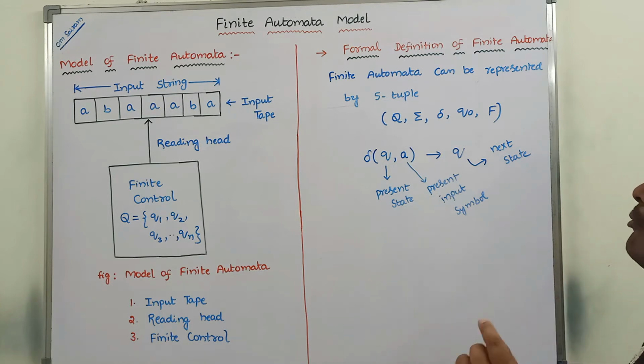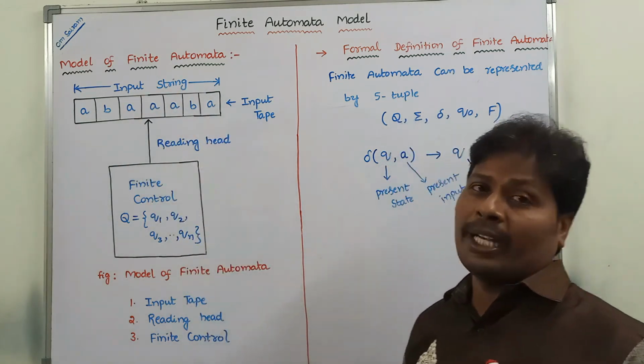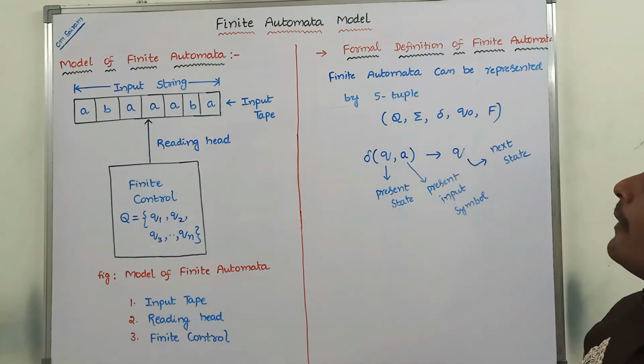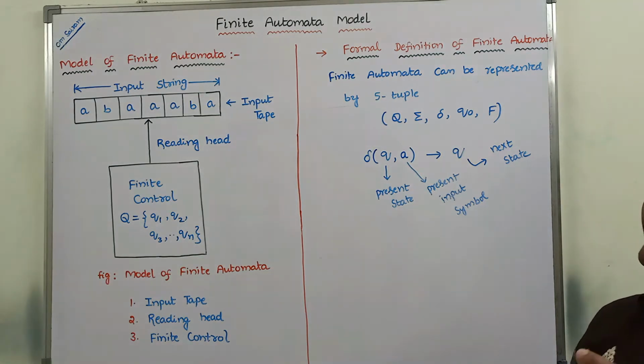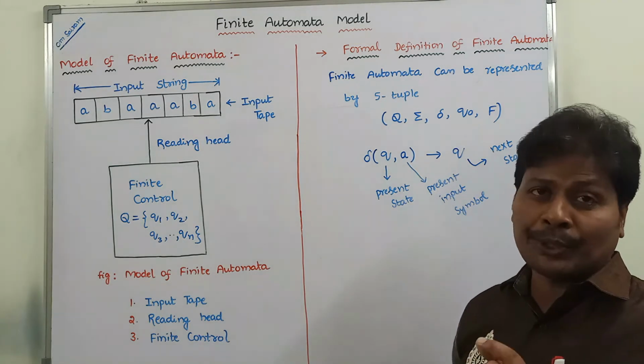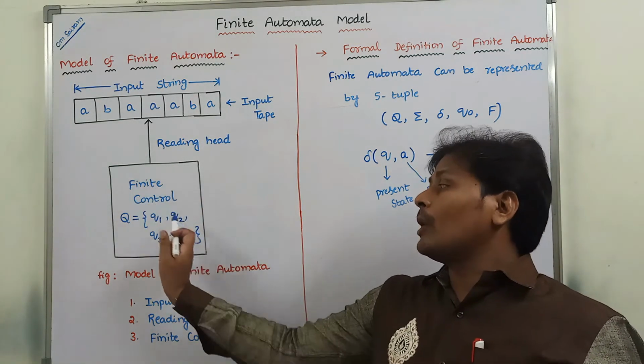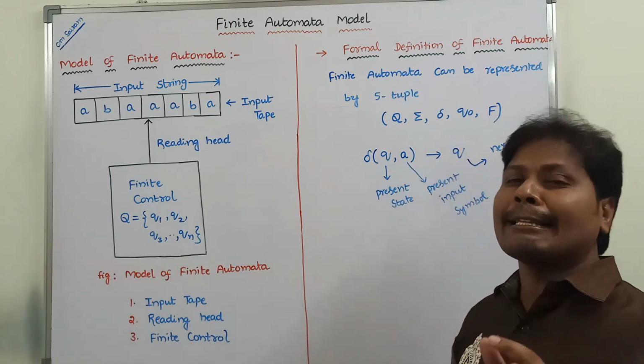When can we say that this string is accepted by the finite automata? Whenever the reading head has read all the input symbols of the input tape, then the finite control reaches the final state.